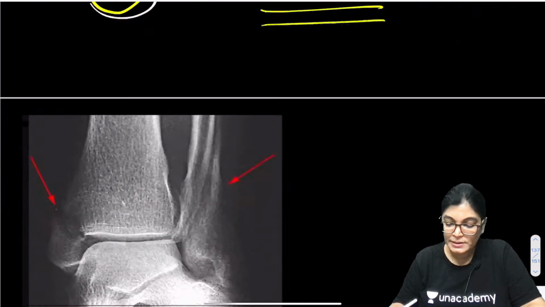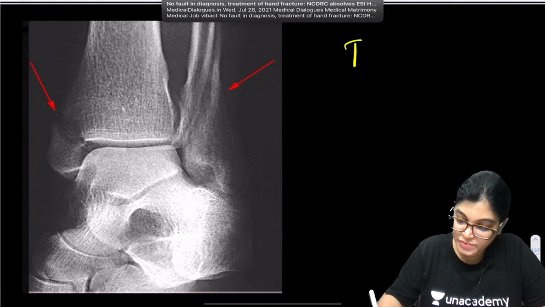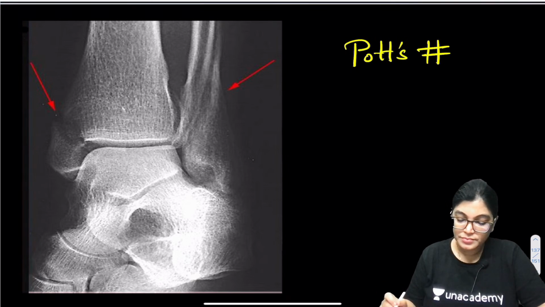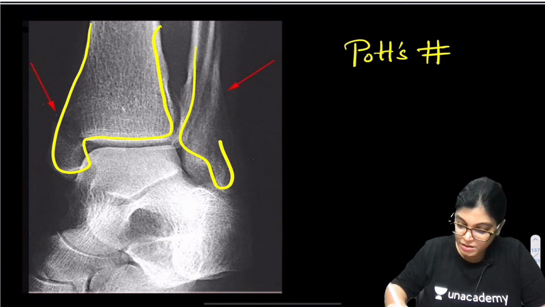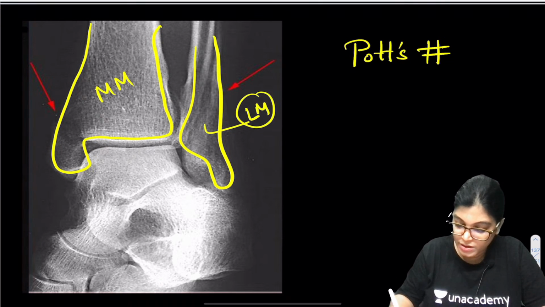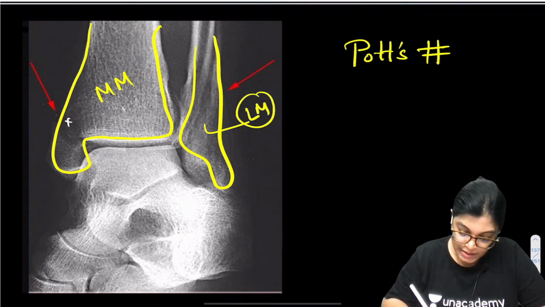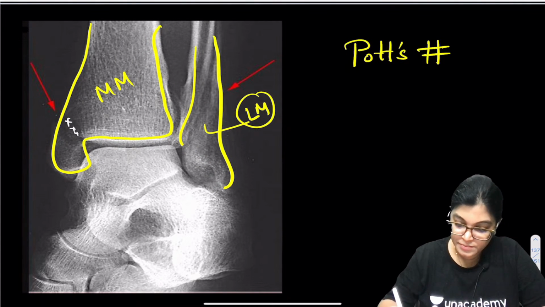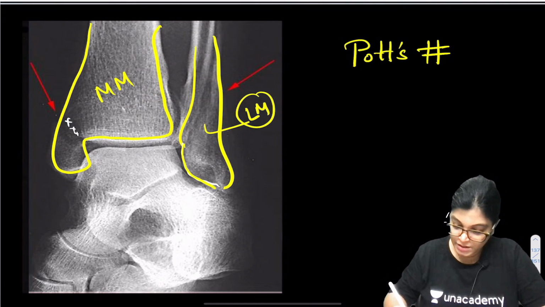Done with this. Now, I want to show you a diagram, which is Pott's fracture. See here. This is the lower end of the medial malleolus, and this is the lower end of the lateral malleolus. You can see here the torn part, the distorted part.